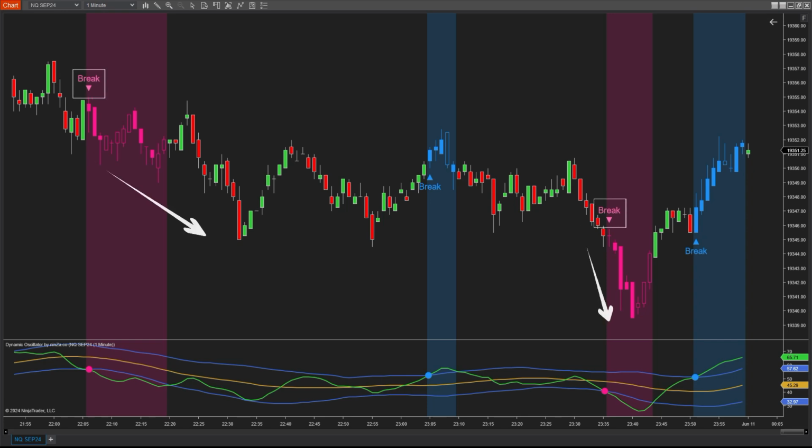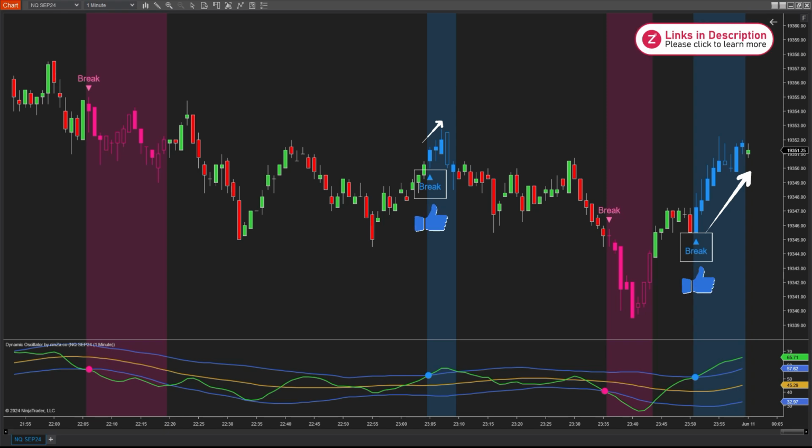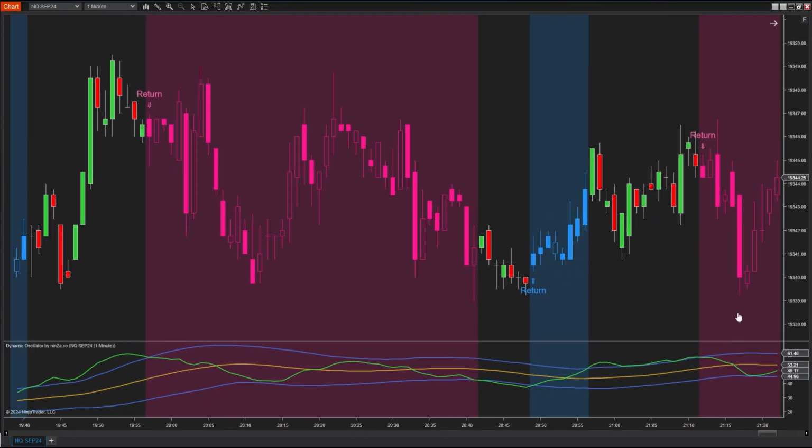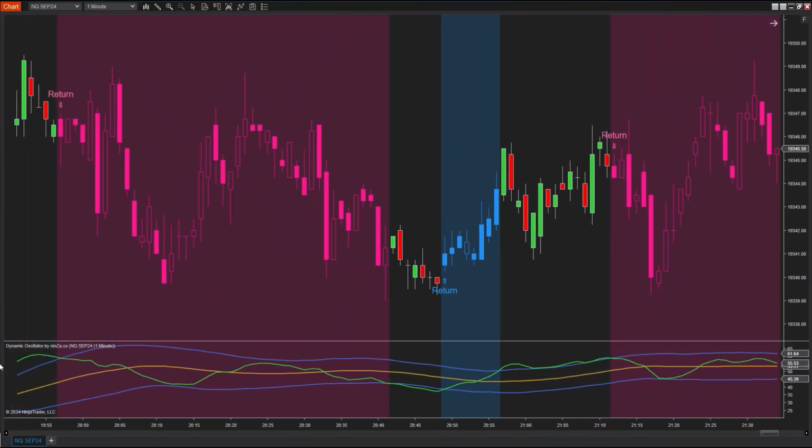On the chart, panel 2 highlights when the oscillator exceeds the upper and lower Bollinger Bands with circular markers, while the main panel displays break signals for price breakouts. Let's see if the return signal on the NQ chart yields high performance. When the oscillator line returns to the Bollinger Bands from outside and crosses either the upper or lower band, a return signal is activated.